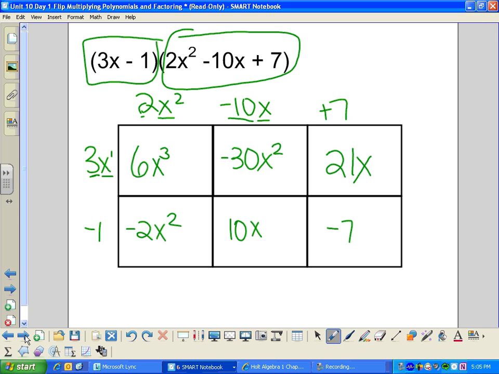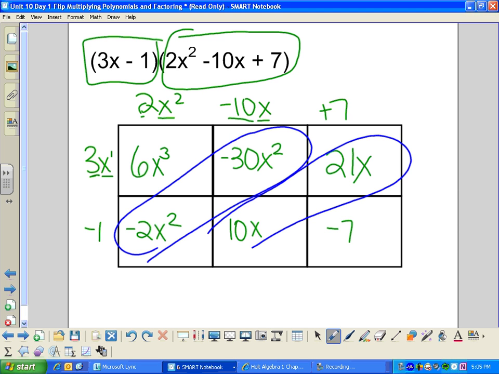I've got no other x cubes, but I do have 2x squared. And I do have 2x terms. So let's combine those. So I have 6x cubed minus 32x squared plus 31x minus 7. And I'm done.